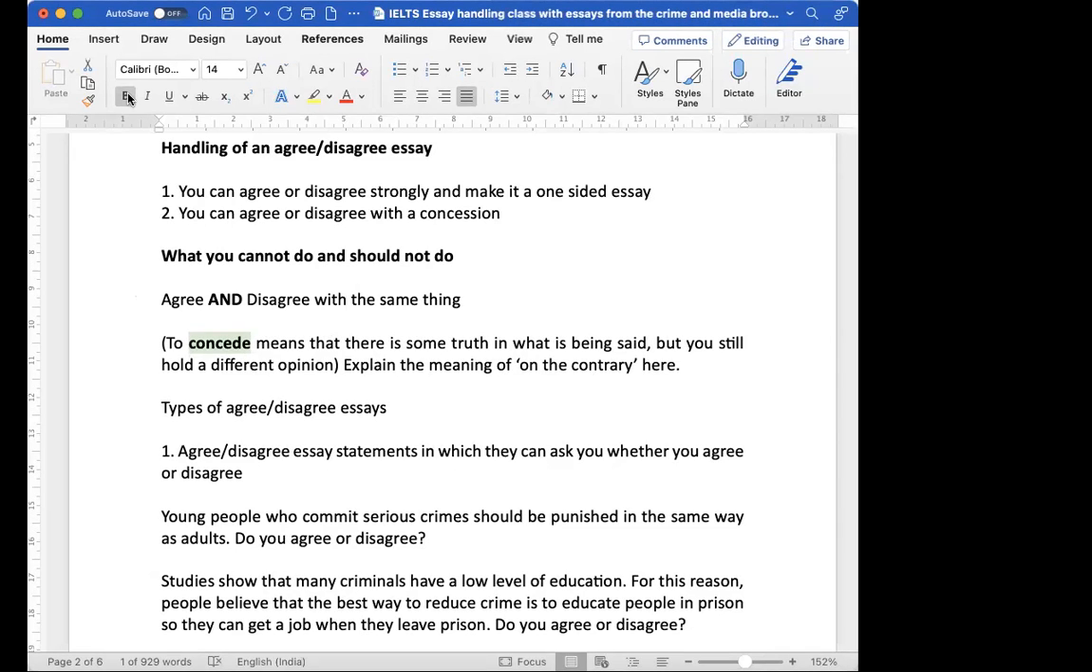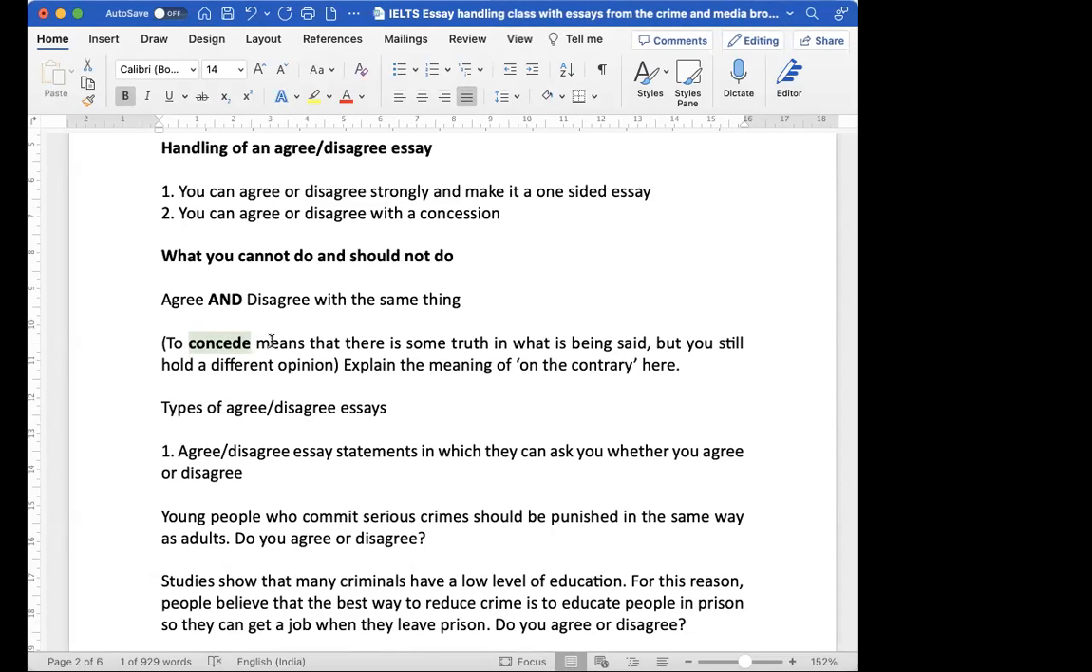You have to either agree strongly or disagree strongly. If you agree strongly, there are no points of the other side. If you disagree strongly, there are no points of the other side. But if you give a concession, you can say there are a couple of areas in which Kiran madam can improve her teaching. On the whole, she's a very good teacher.